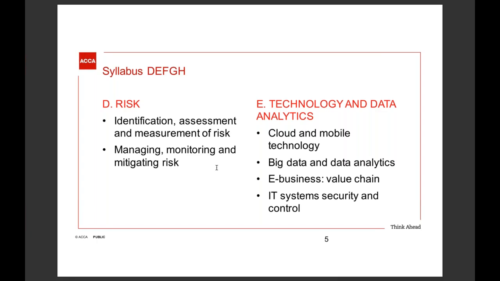Okay, let's continue with the syllabus of D, E, F, G, and H. This is what you have under the syllabus of D, E, F, G, and H. Under your risks, these are the areas that you have covered, such as identification and assessment. Basically under E, this is what you will be covering: technology and data analytics. These are the components we will be covering under technology and data analytics.